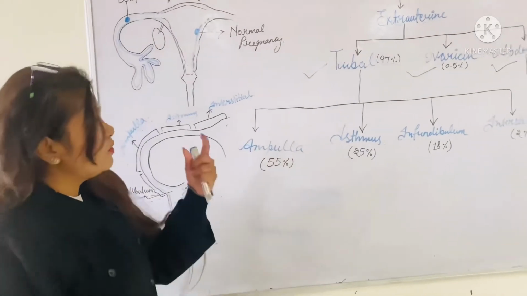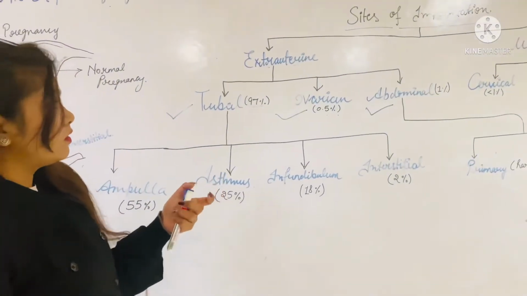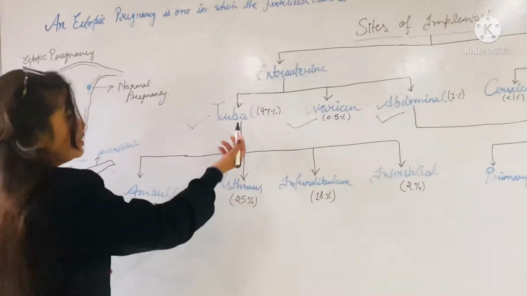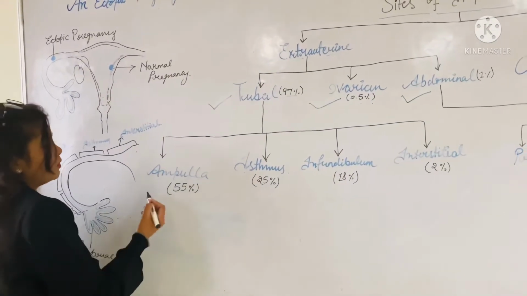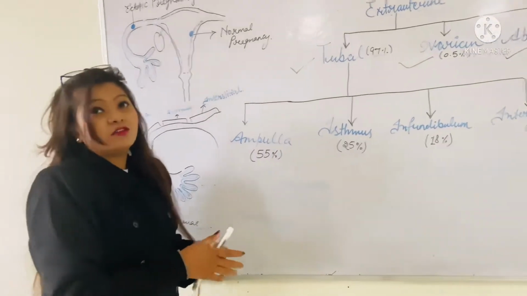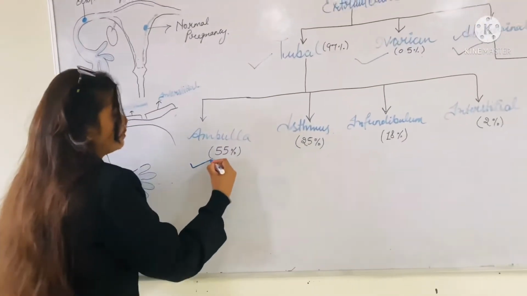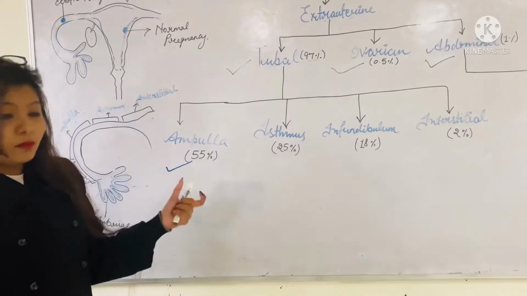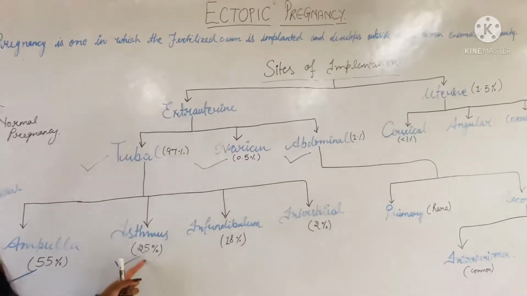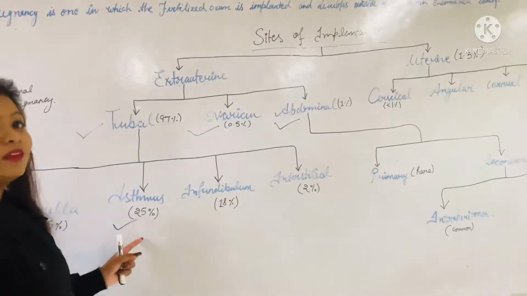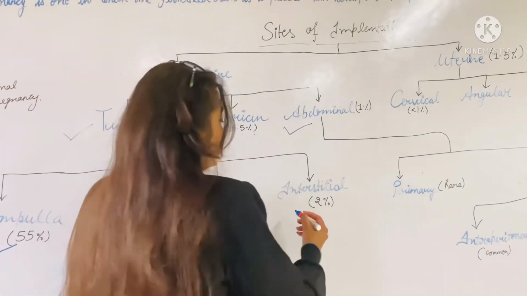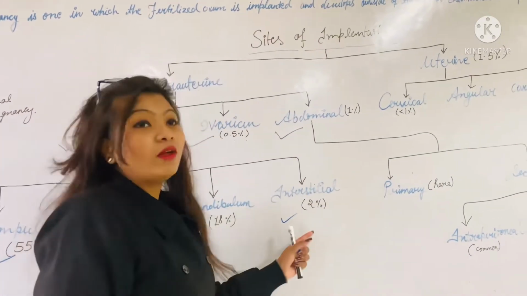Now on the basis of the parts, we have categorized ectopic pregnancy. The tubal ectopic pregnancy will be divided on the basis of the parts. As I already told you, the ampulla is the longest and widest part of the fallopian tube, so there will be 55% chances of ampullary ectopic pregnancy, and after that the isthmus, which is the widest and longest part after the ampulla, so there will be 25% chances of ectopic pregnancy. After that, infundibulum, only 18% chances are there, and after that interstitial, 2% chances of ectopic pregnancy are there.